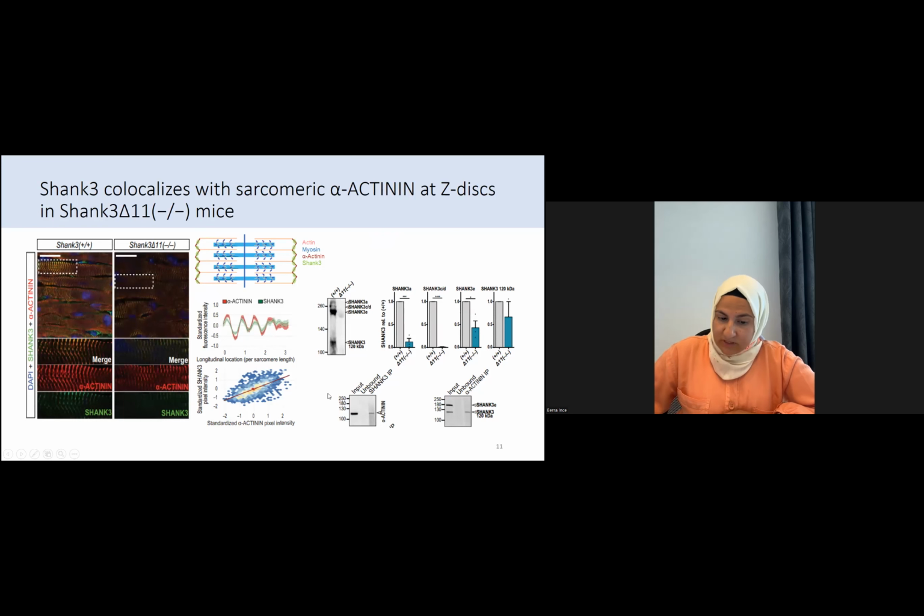Then we co-immunoprecipitated SHANK3 and alpha-actinin and found that the two form a complex. And especially the SHANK3 isoform at 120 kilodalton was detected in the co-immunoprecipitate with alpha-actinin. So we showed that SHANK3 forms a complex with alpha-actinin and co-localizes to the sarcomeric Z disc in muscle cells, and thus we propose SHANK3 as an important scaffolding protein that defines and stabilizes sarcomeres.